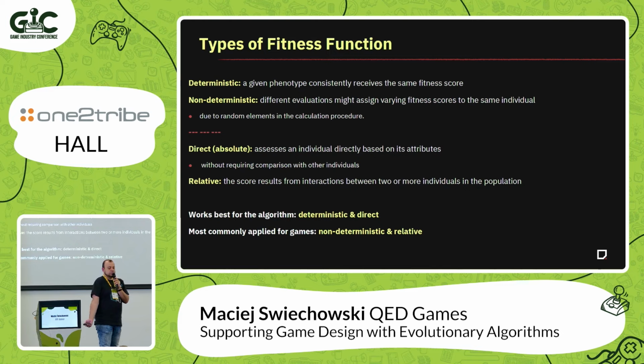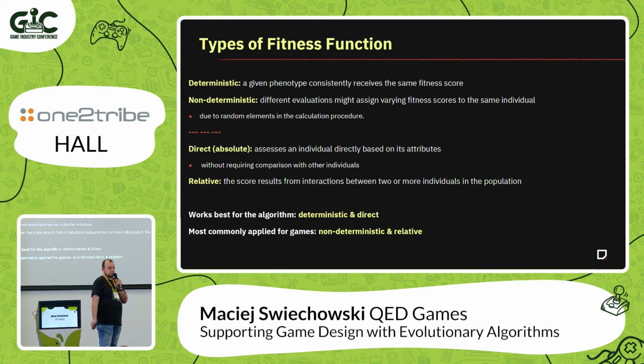There can also be non-deterministic, when we, for example, need to do some simulations. We have to run the game multiple times and, for example, average the score, and there is some randomness in this procedure. And this is the non-deterministic way.